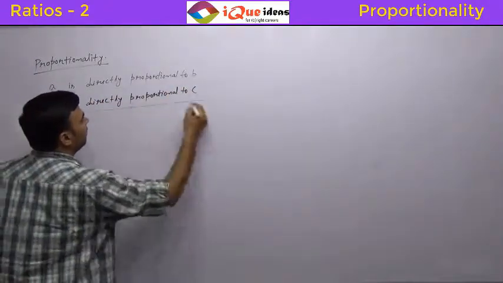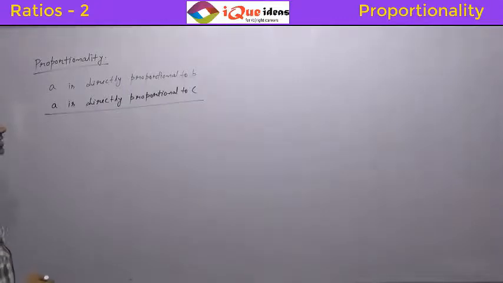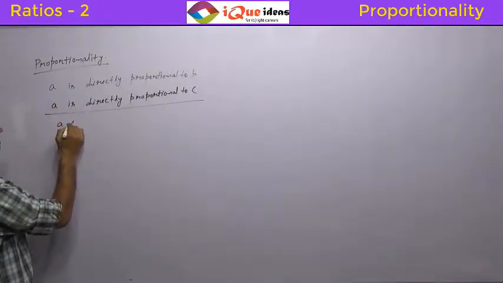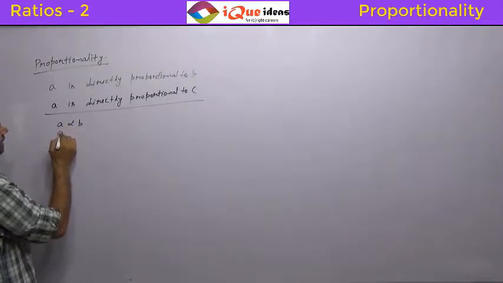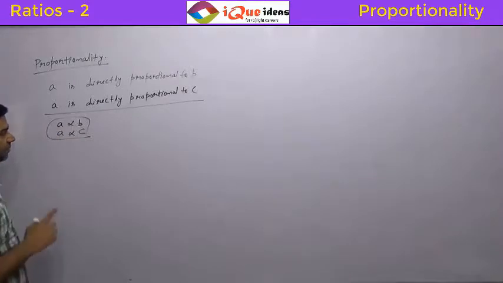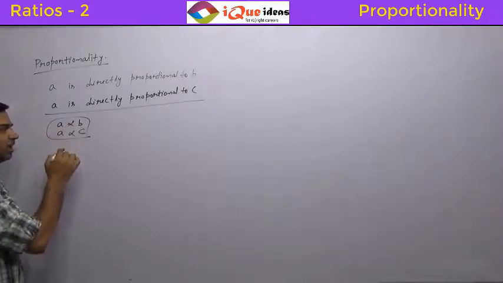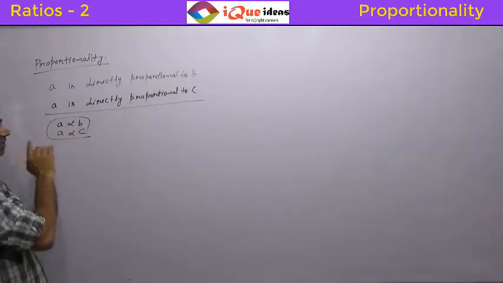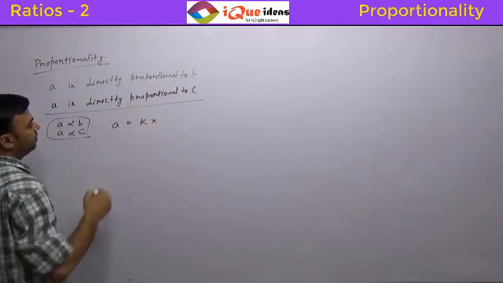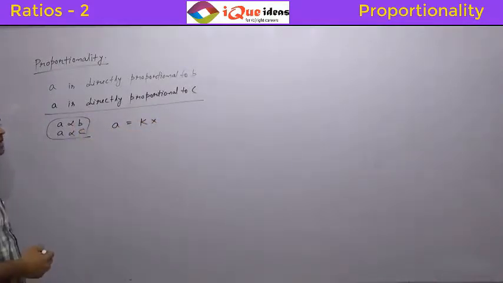So suppose in this case, how do we formulate the mathematical relation? Look at this carefully. The first sentence means A is directly proportional to B, that means A is proportional to B. And the second statement means A is proportional to C. Now how do we create a relation? Please understand that we will not have two relations, we will have one single relation, and it will be written as A equal to a constant K into all the quantities on which A is depending upon.